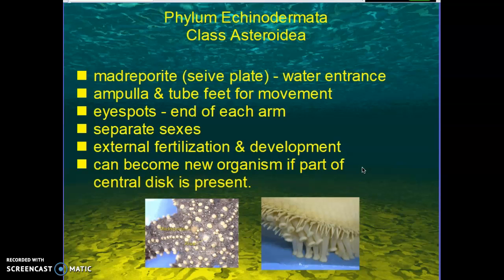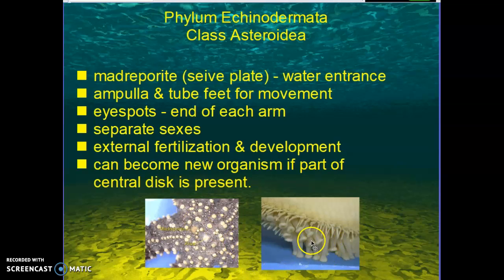The cool thing about them is if, for example, we were to cut off this arm of this starfish, but get about 20% of that central disc in there with it, it can become a whole new organism. And then also, of course, the one that we cut it off of would regenerate.